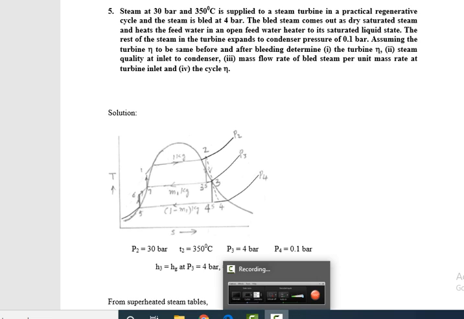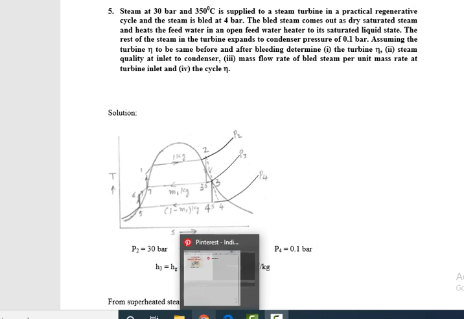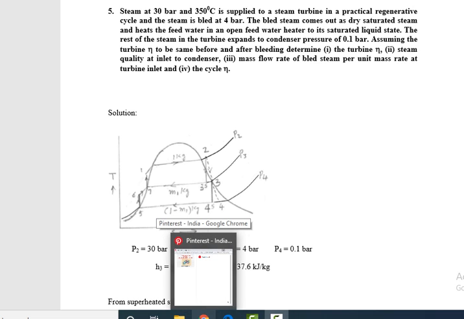Then go to the numerical section. This is some revision of the topic. Therefore, we get the numerical belonging to the open feed water heater.